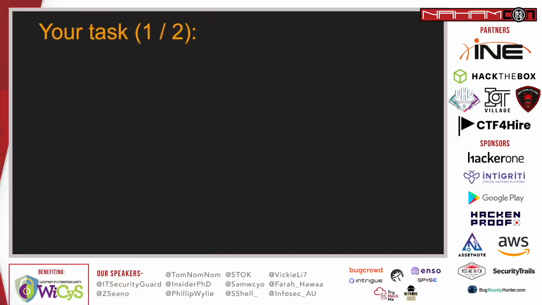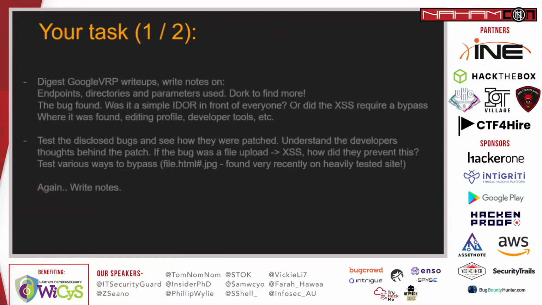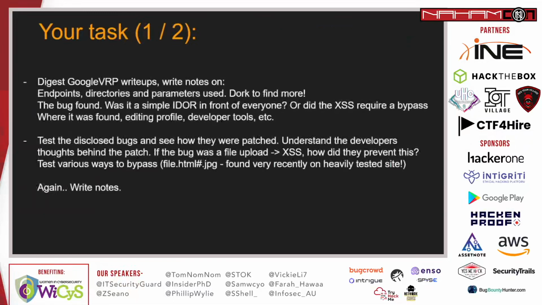So everyone, your task. First of all, digest all Google VRP write-ups that you can find, whether that's on GitHub, other blog posts, or some friends. Obviously, don't just share private information, but if I can give you some hints or anything like that. So write down endpoints, directories, and parameters used. So where was this bug found?